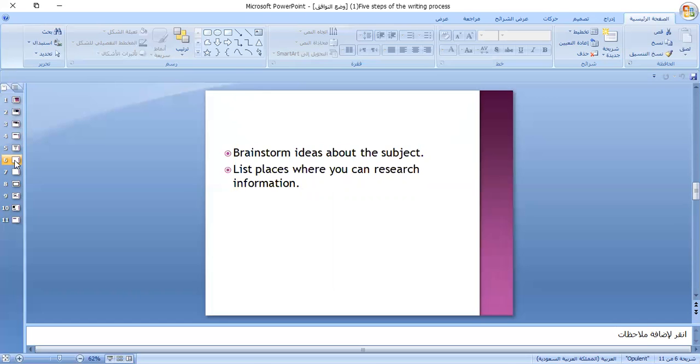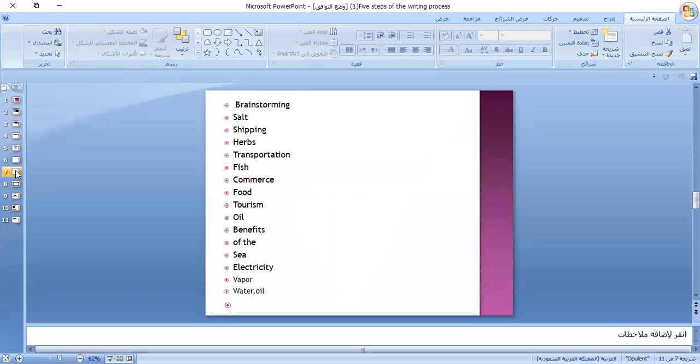Then after you have a sum of information, you start jotting the information. Jotting is just what comes to your mind, you throw it on the page, okay, whether it is relevant or irrelevant, just throw it on the page and later on you classify the information. Look at this list, for example, brainstorming about advantages of the sea. We have a topic about advantages of the sea. Look at the brainstorming. What are the advantages of the sea? What comes to your mind?